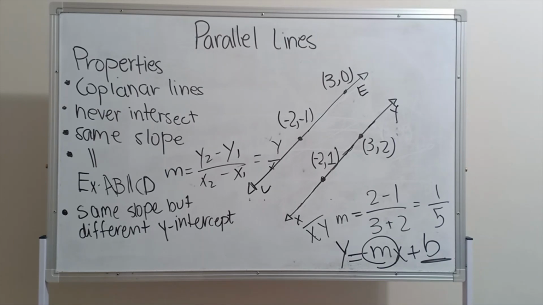These are just some of the things that parallel lines have. Again, they are coplanar lines. They have the same slope but not the same y-intercept, and they never intersect. Some of the symbols used to represent parallel lines while writing are these two lines next to each other and the arrow sign on the lines to show that they are parallel.